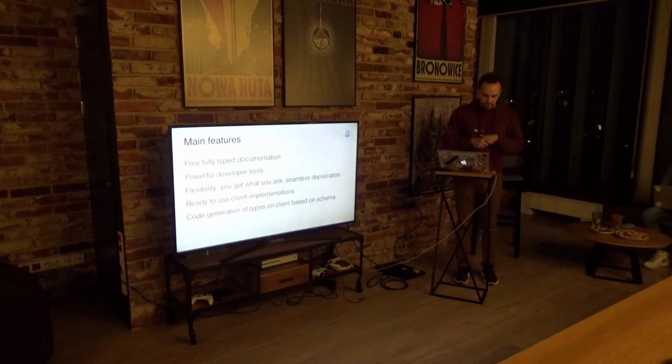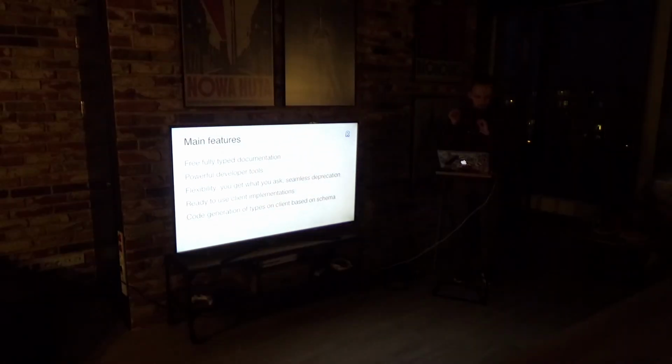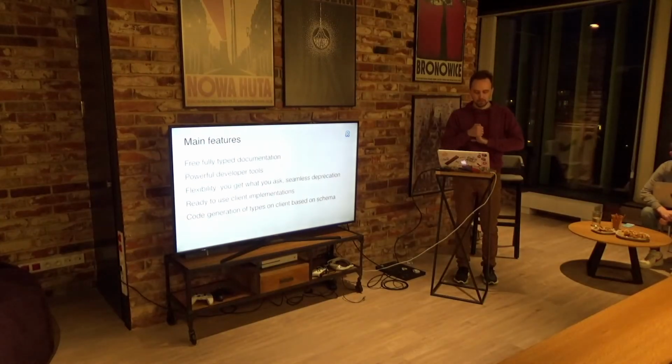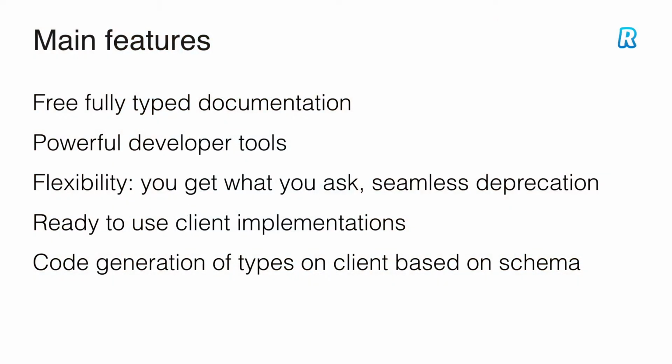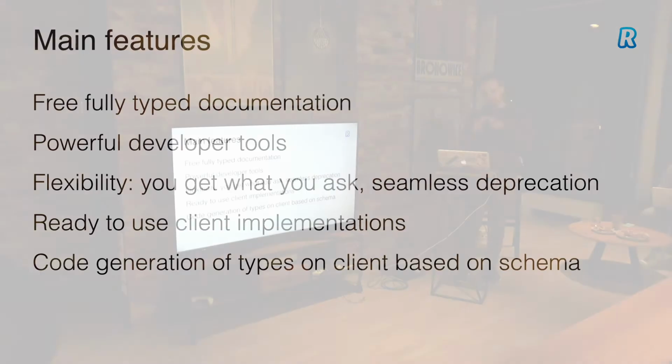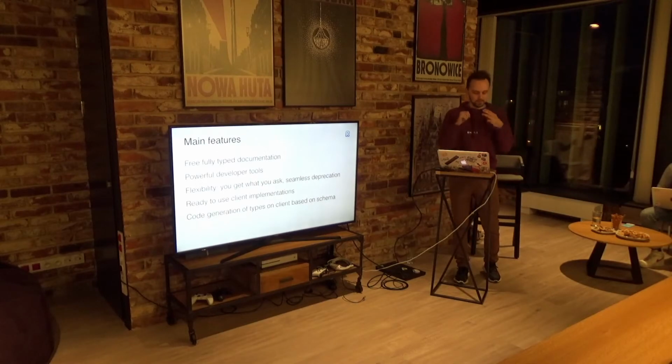So its main features were, first, free fully typed documentation. Basically, if you have GraphQL, you have a schema, which means you have everything typed, and it's already some sort of documentation that, for example, you don't have out of the box in REST, right? Second, powerful developer tools. Since you have a typed schema, you can do all sorts of auto-completion, lookups, and all kinds of things, just kind of for free.